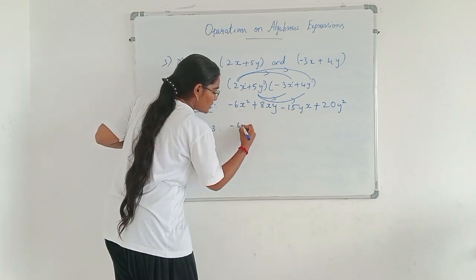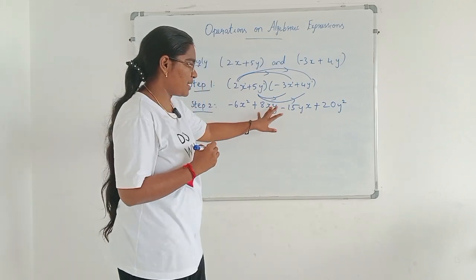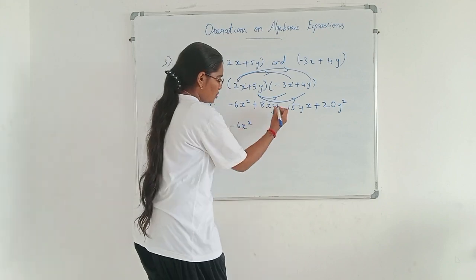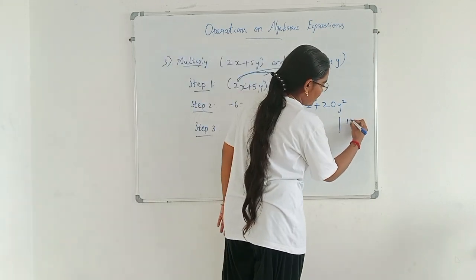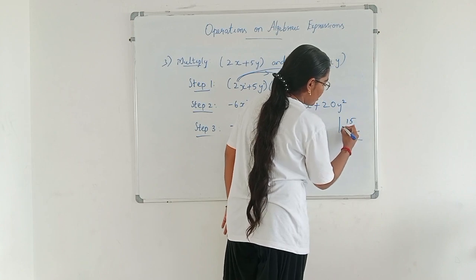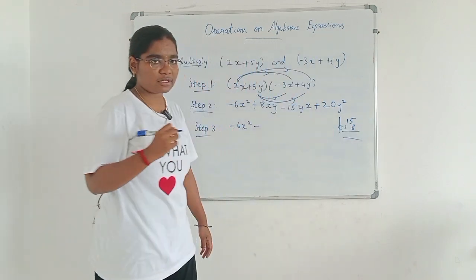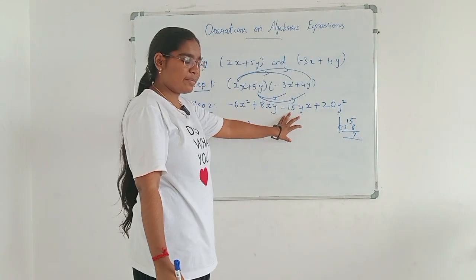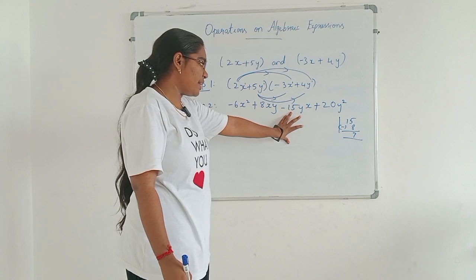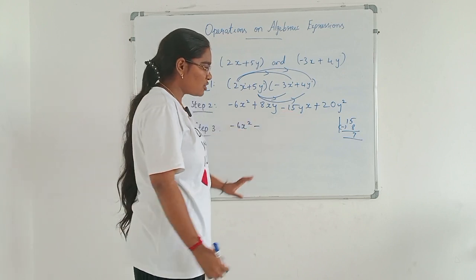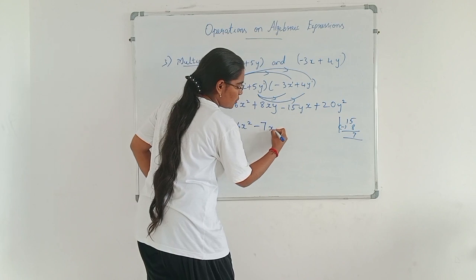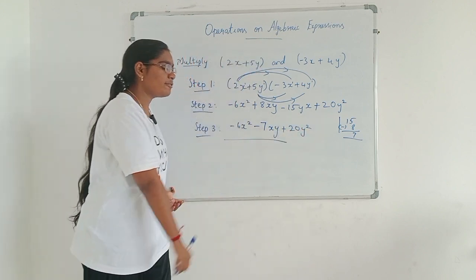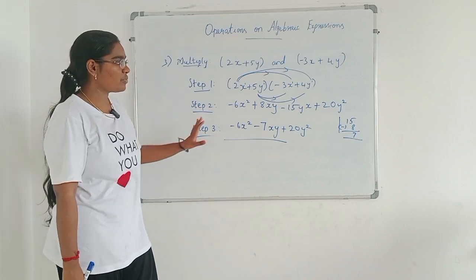Am I right? So minus 6x square, this is plus and this is minus. So you can subtract here. So minus 15 and 8. While subtracting, what you will get? 7. Okay. Here the greater number is 15 and the sign of the greater number is minus. So minus 7 xy plus 20 y square. This is what your final answer is.